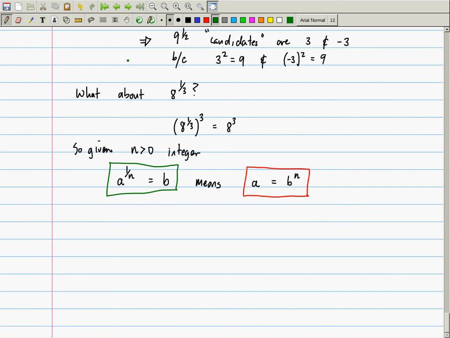Okay, so this is the first case. This is when n is odd. Okay, in the second case, slightly different, right? A to the 1 over n equal to the absolute value of b means that a is b to the n when n is even and a is greater than or equal to 0.